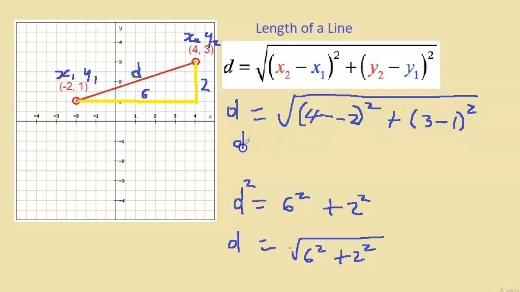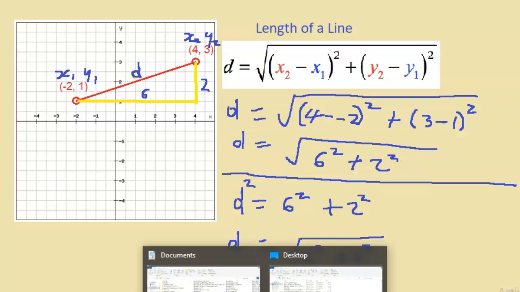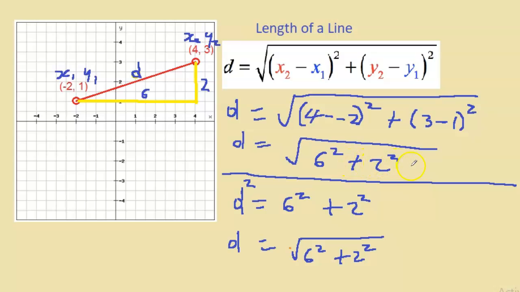So coming forward, D will be equal to the square root of what is in the bracket here. What's 4 minus negative 2? Positive 6, right? Because the double negative here gives us 6, so 6 square plus, that's 3 minus 1, 2, so 2 square, which is the exact same thing. Alright? So 6 square is 36, right? And 2 square is what? 4. So this is really 36 plus 4, which is the square root of 40. That's what D is, square root of 40.